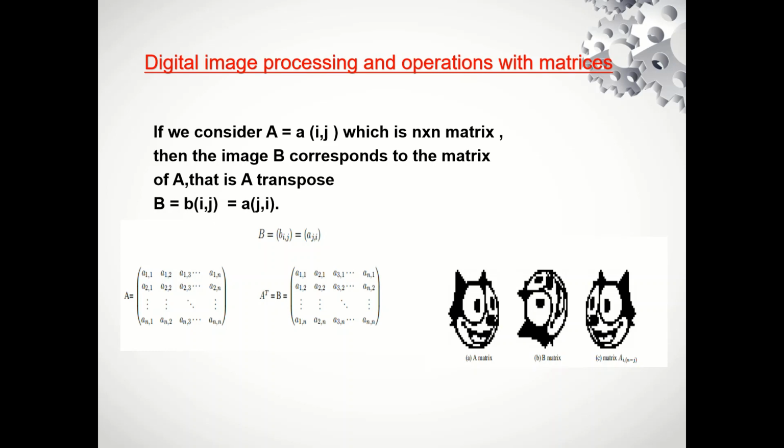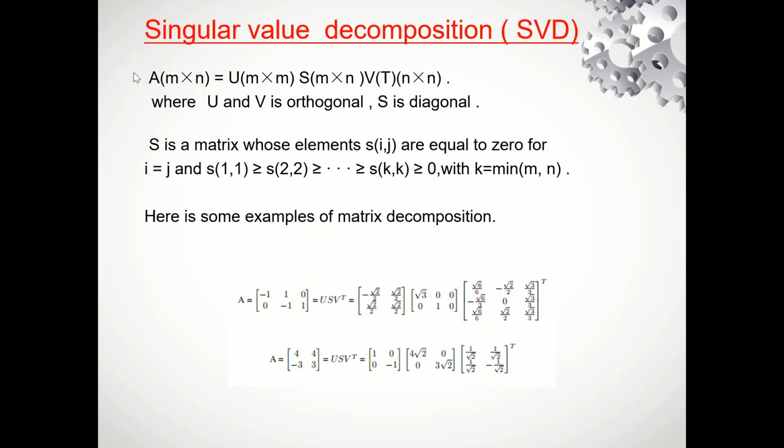After representing an image by matrices, we can do some operations on their elements that affect the corresponding image. For example, if we consider the binary image A, below is an n cross n matrix, say A equals A of ij, then the image B corresponds to the transpose of A, that is B equals B of ij, which equals A of ji. As shown in the pictures, figure A is the original image and figure B corresponds to A transpose, which is rotated by 90 degrees. Figure C is the mirror image of our original image.